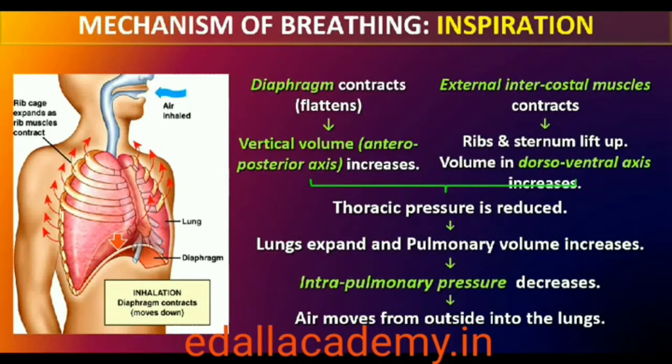Inspiration is initiated by the contraction of diaphragm, which increases the volume of thoracic chamber in the anteroposterior axis. The contraction of external intercostal muscles lifts up the ribs and the sternum, causing an increase in the volume of the thoracic chamber in the dorsoventral axis. The overall increase in the thoracic volume causes a similar increase in pulmonary volume. An increase in pulmonary volume decreases the intrapulmonary pressure to less than the atmospheric pressure, which forces the air from outside to move into the lungs, that is, inspiration.